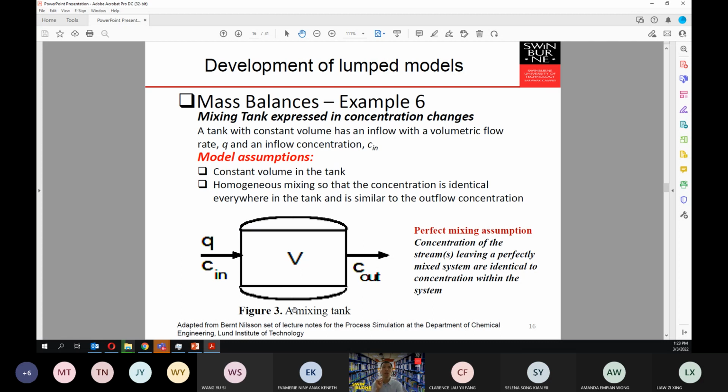Okay, so still going into the same example, a tank with constant volume has an inflow with the volumetric flow rate Q and an inflow concentration Cin. The assumption in here is a constant volume in the tank and homogeneous mixing, so the concentration is identical everywhere in the tank and is similar to the outflow concentration. By assuming this, we mean that in the tank we always put a stirrer that will stir the whole tank content so that everything is uniform. So whatever the concentration or temperature within the tank, it will be equal to whatever comes out from the tank.